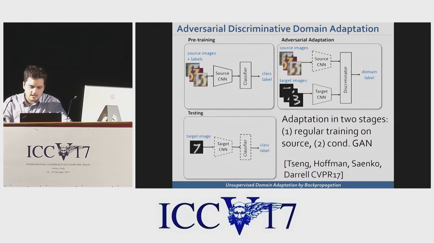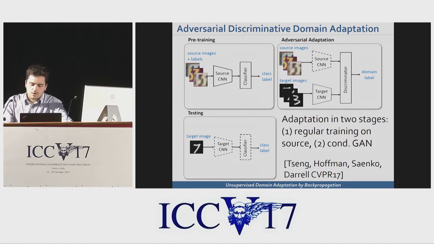And then at test time, you just use the new feature extractor and the classifier from the first stage. I think breaking this into two parts makes it easier to train, especially if you're familiar with generative GANs. Then you can use your experience in training those over the second stage of the approach.